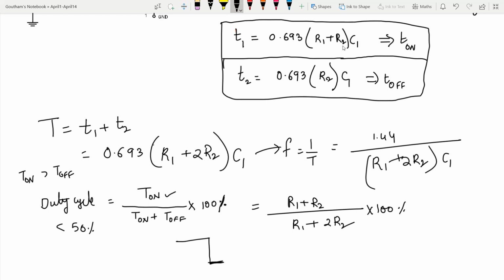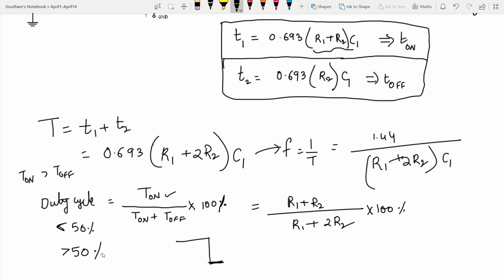Why? Because T on is 0.693 into R1 plus R2 into C1. This will of course always be greater than T2, that is T off, because T1 will always be greater than T2. So when you are using IC 555 in astable mode, a duty cycle of less than 50% is not possible. Always your duty cycles will be greater than 50%.